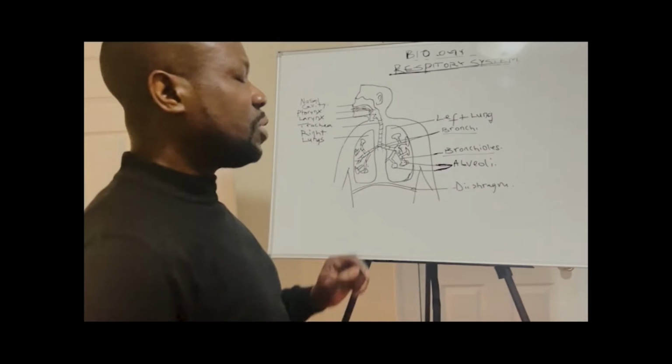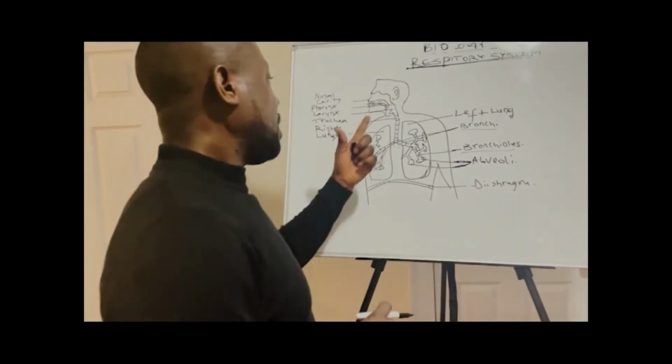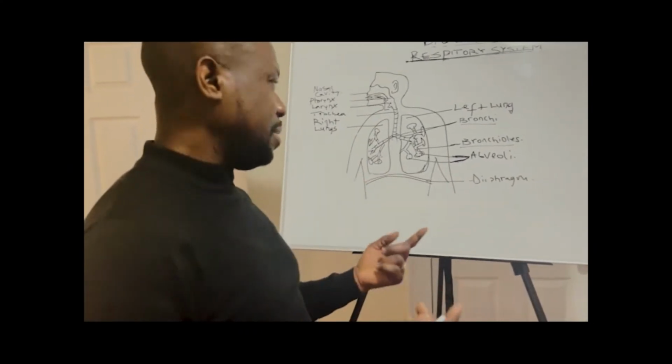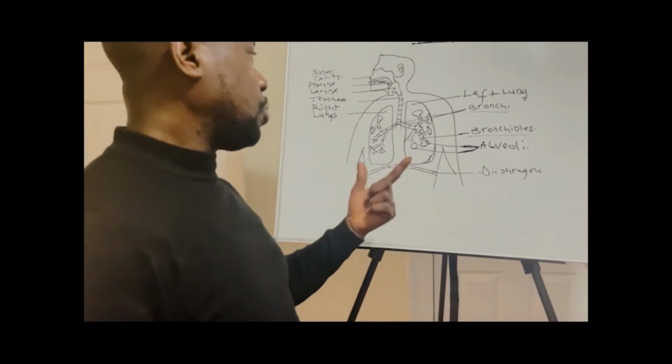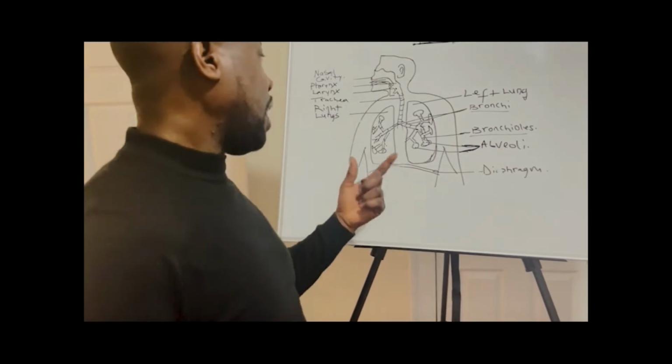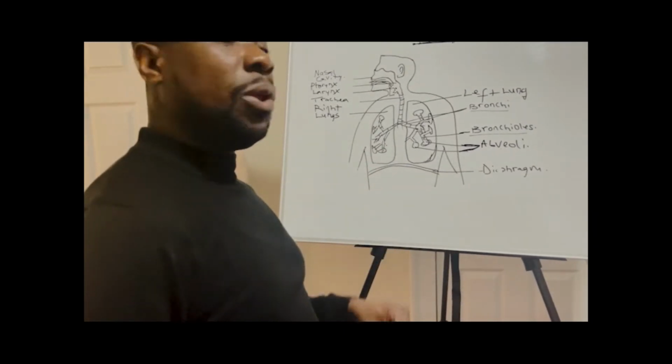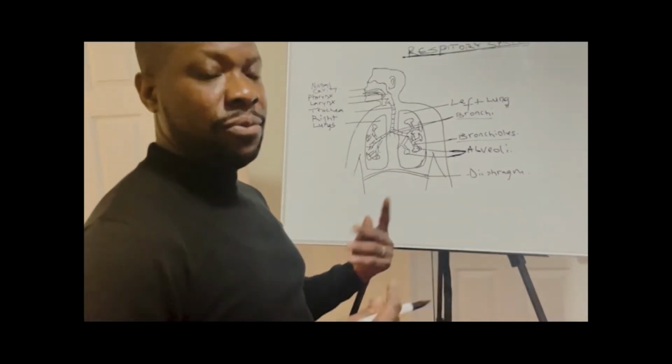But the first question is, what is the respiratory system? The respiratory system actually comprises the nasal cavity, the pharynx, which you can also call the throat, the larynx, the trachea, the right and the left lungs, the bronchi, and the alveoli.